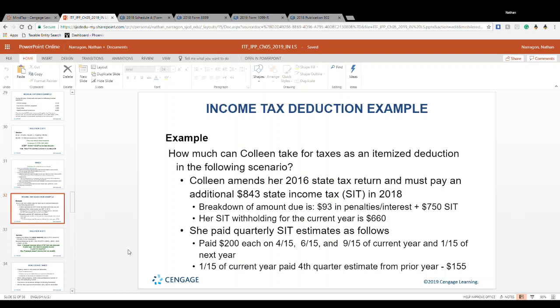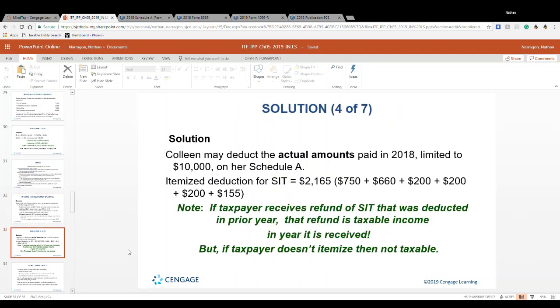She pays quarterly estimates as follows: $200 each on 4/15, 6/15, and 9/15 of the current year, and 1/15 of the next year. 1/15 of the current year was paid in fourth quarter estimates from the prior year of $155. So how much state income tax? Well, here we go. Okay. Colleen may deduct the actual amounts paid in 2018. Again, limited to $10,000. So she can deduct the full amount paid in 2018, no problem.